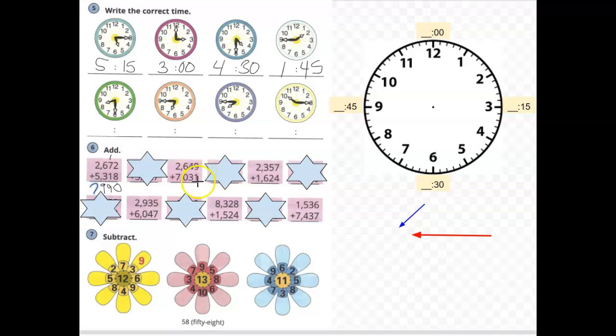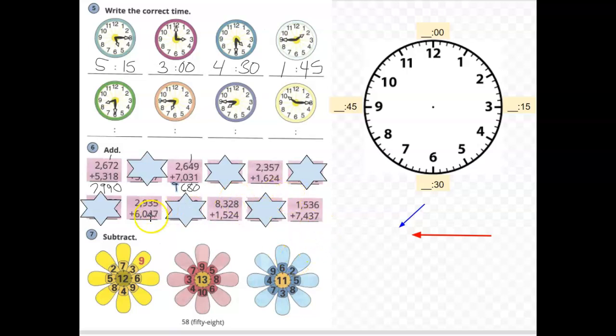All right, so we're going to start in our ones column. 9 plus 1 is 10. Write our 0. Carry our 1. Add our tens column. 1 plus 4 is 5. 6, 7, 8. Okay, then add our hundreds column. 6 plus 0 is 6. And then add our thousands column. 7 plus 2, 7, 8, 9.